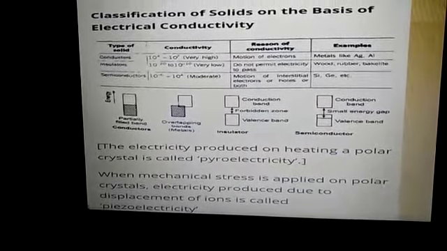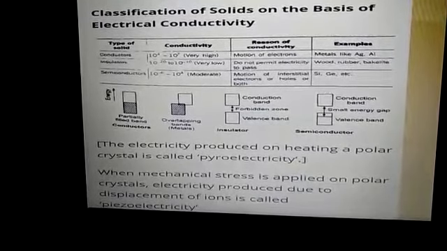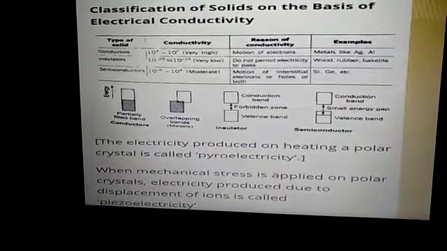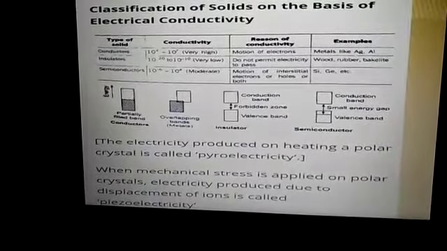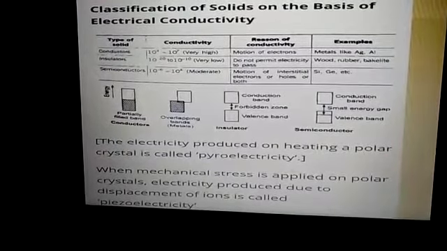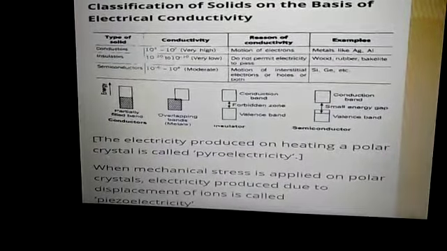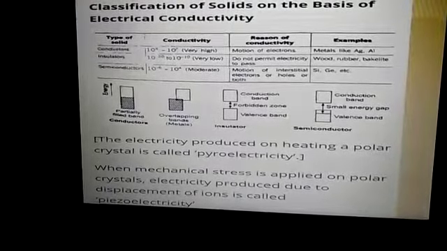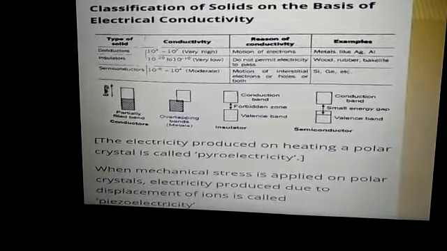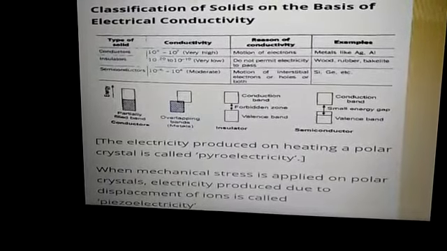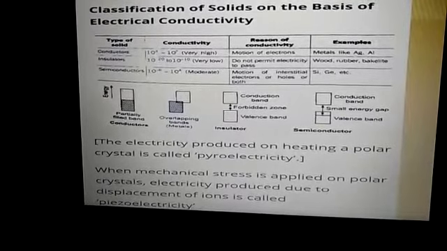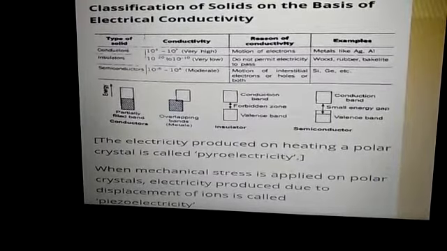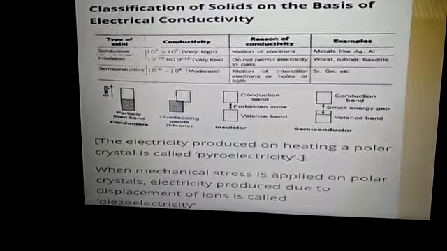Now there are certain substances in which electricity is generally produced only on heating a polar crystal. Then it is known as pyroelectricity. Now when mechanical stress is applied on the polar crystal and electricity is produced due to the displacement of the ion, it is known as piezoelectricity. So there are two ways by which polar substances are able to generate electricity: one by heating, which is known as pyroelectricity, and other by producing mechanical stress or strain over them, which is known as piezoelectricity.